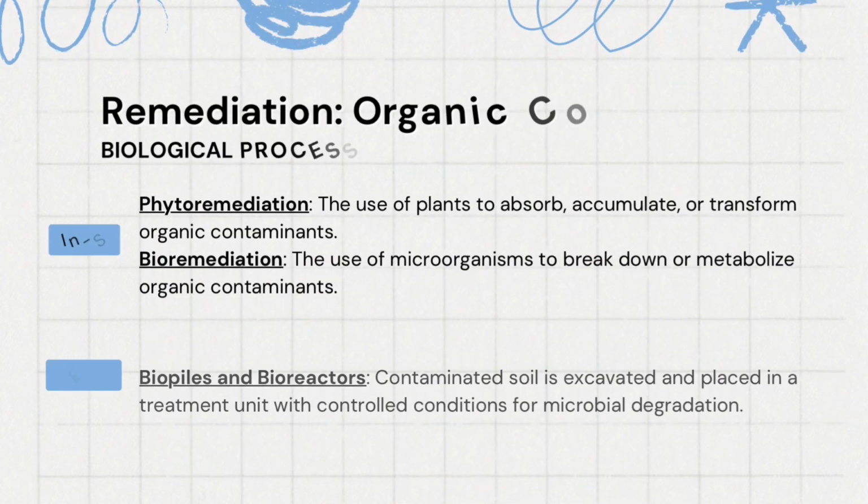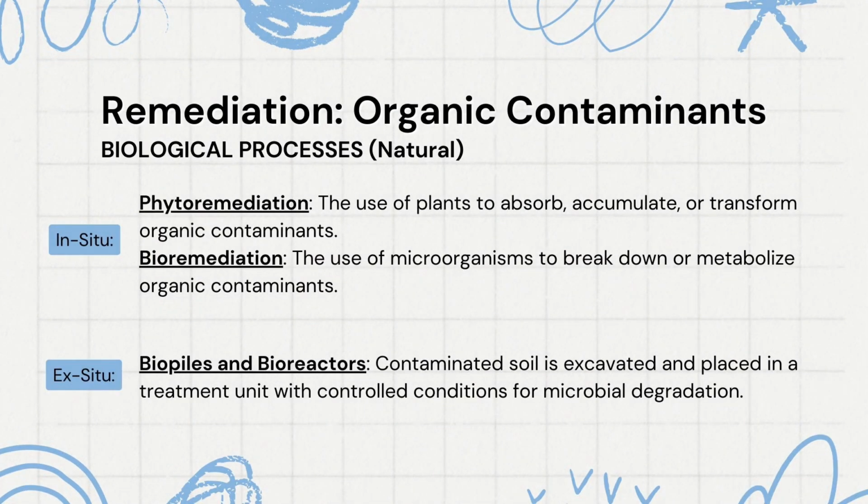Now let's look at the specific contaminants. Organic contaminants include hydrocarbons, polycyclic aromatic hydrocarbons, PAH, pesticides, and volatile organic compounds, VOCs. In the organic category, biological methods include in situ phytoremediation, where plants absorb contaminants, and bioremediation, using microorganisms to break down pollutants. Ex situ options like biopiles and bioreactors offer controlled conditions for microbial degradation.